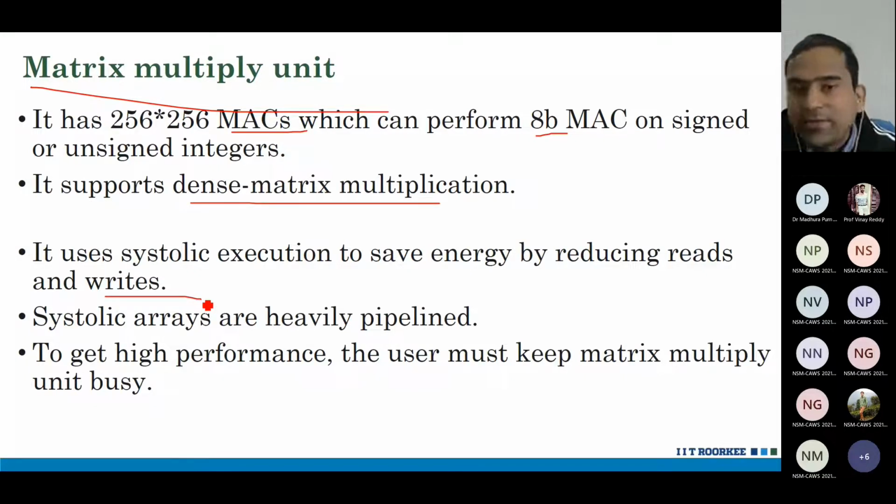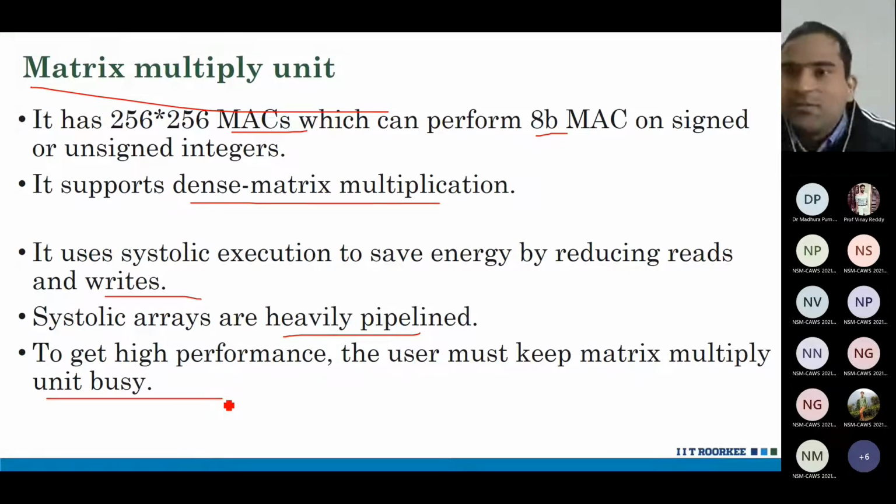Systolic arrays we have already explained, so now we can understand that they are heavily pipelined. To get high performance, the user must keep the matrix multiply unit busy. In CPUs, you have many techniques for hiding latency, such as caches, and GPUs have massive multi-threading. Here we don't have all of them. So if you don't keep your compute unit busy, your performance is going to be very poor. We have to keep the compute unit busy to get good performance.